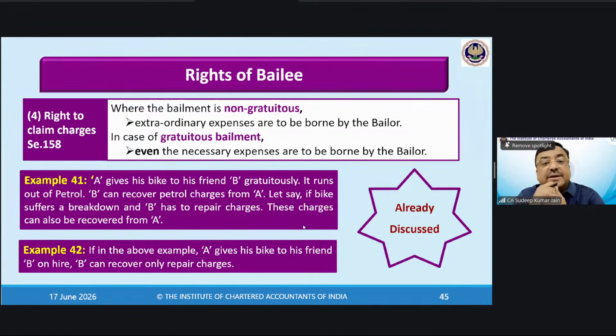Right to claim charges. In case of non-gratuitous bailment, extraordinary charges are to be borne by the bailor. In case of gratuitous bailment, free of cost, even necessary charges, means all the charges, necessary plus extraordinary, are borne by the bailor. We have already discussed this in the part on rights of bailor.